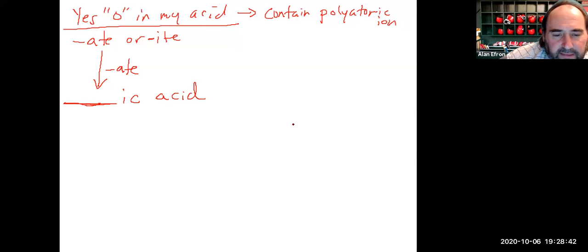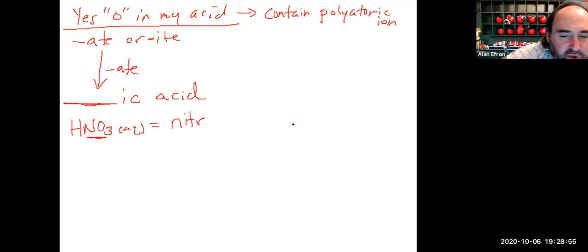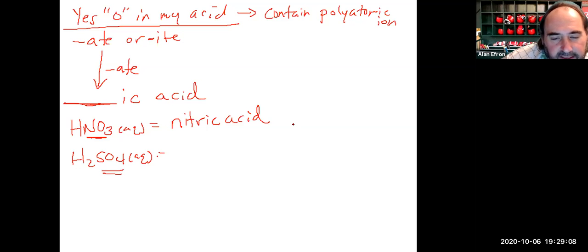So if you take something like HNO3 with the aqueous symbol, again, the NO3 here is nitrate. So this becomes nitric acid. H2SO4. SO4 is sulfate. This becomes sulfuric acid.